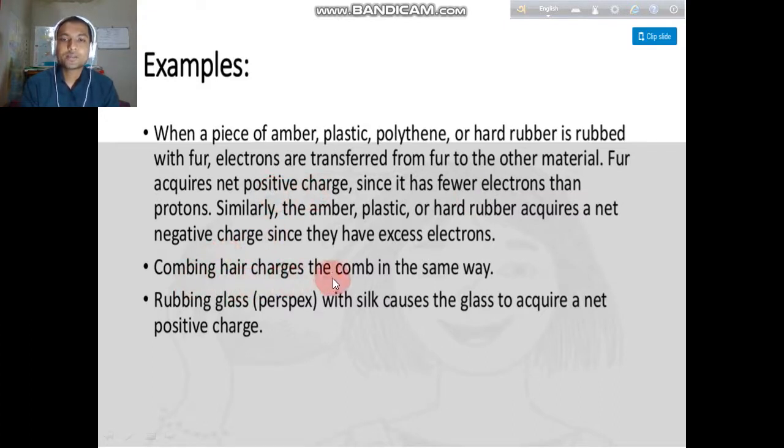Combing hair charges the comb in the same way. Number 3, rubbing glass or perspex with silk causes the glass to acquire a net positive charge.